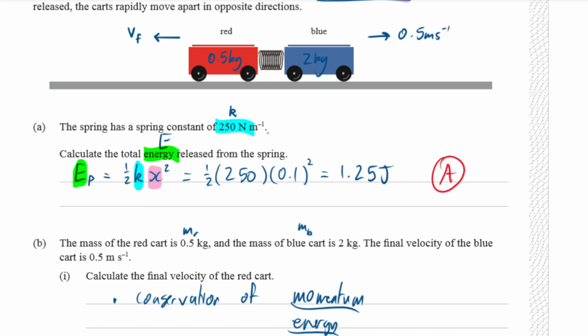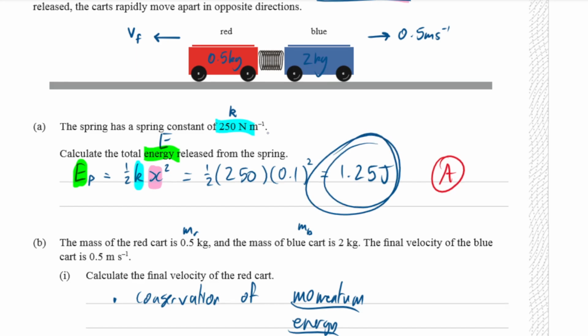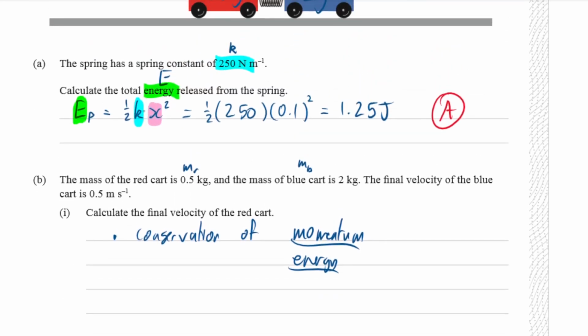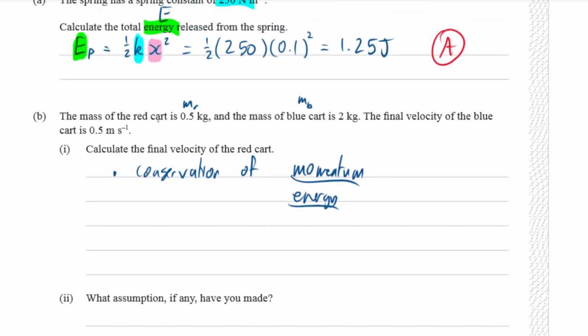So the total kinetic energy after they've separated must equal to how much energy was given by the spring. And the conservation of momentum idea is that the total momentum of the blue and the red cart should equal 0, right? Because the initial momentum is 0 when they're not moving. So I think I'll go with the momentum approach, but do try the energy approach as well for your study.